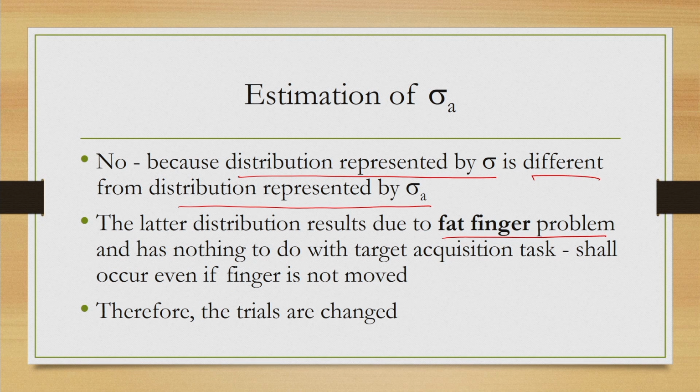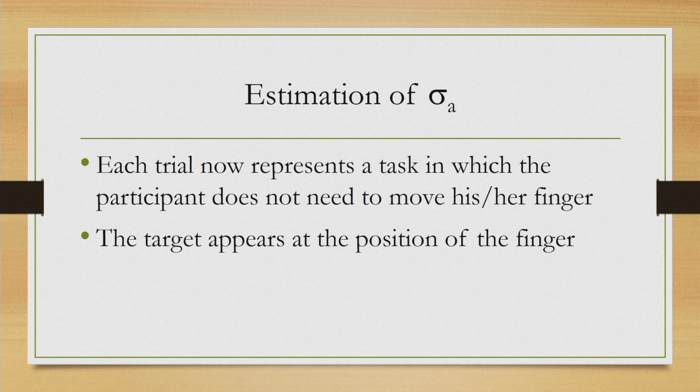So, in this empirical study, the tasks need not involve movement of the finger. So, we change the tasks in the trials. Now, in each trial there is a task in which the participant does not need to move his or her finger. The target appears at the position of the finger.